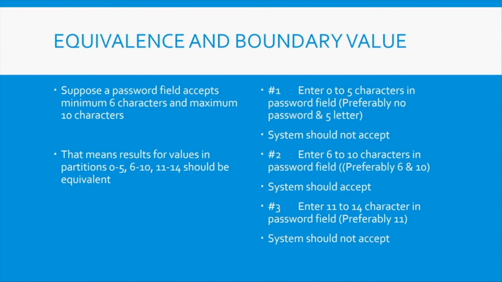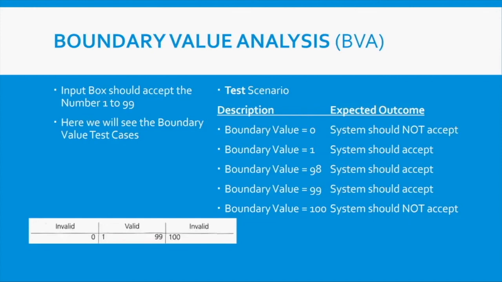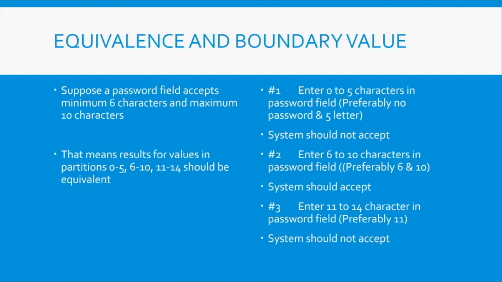Another good example is an application that accepts a password, and this password should be a minimum of 6 characters and a maximum of 10 characters. In this case, it's not as easy as the former one where we have just invalid and valid. It's more than that. You have more than two partitions. You have 0 to 5, because 0 to 5 characters should not be accepted. 6 to 10 characters should be accepted. And 11 to 14, or 11 to whatever it is, should not be accepted.